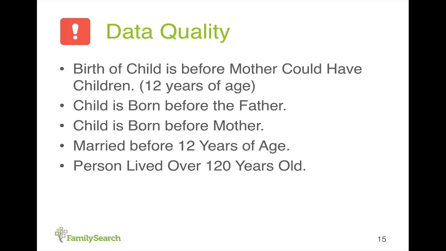Birth of child is before the mother could have children, and we set that age at 12. Child is born before the mother, child born before the father. We see those all the time in our tree, and the nice thing about computers and technology today is that in years past, it was really hard to catch these errors in our tree, but it helps us know either we have the wrong date or we may have the wrong person attached to our tree, and it just gives us an area to focus in on and to look at.